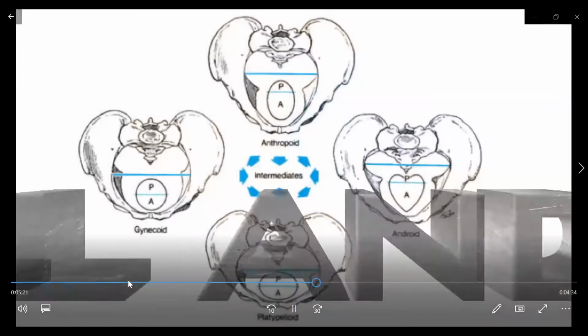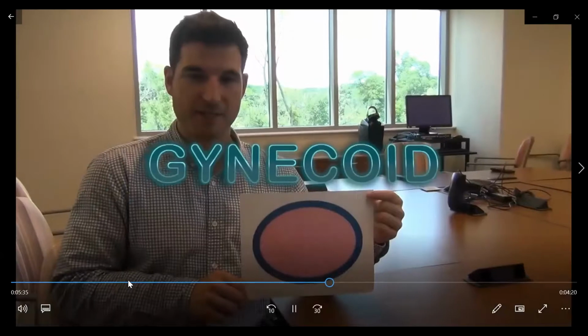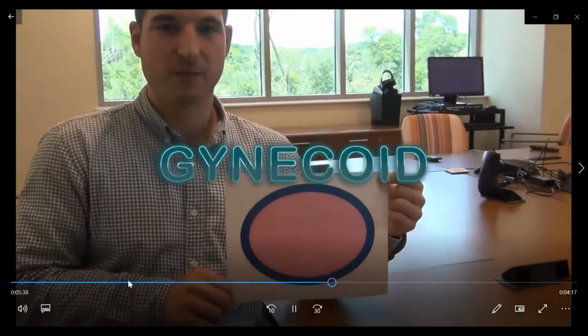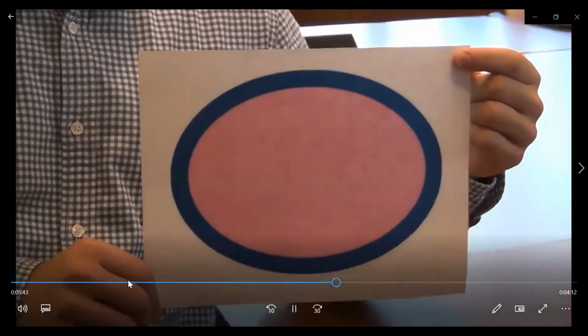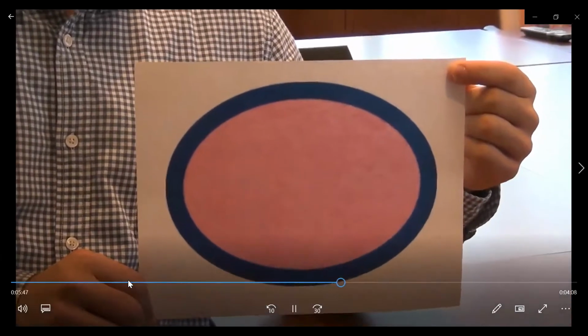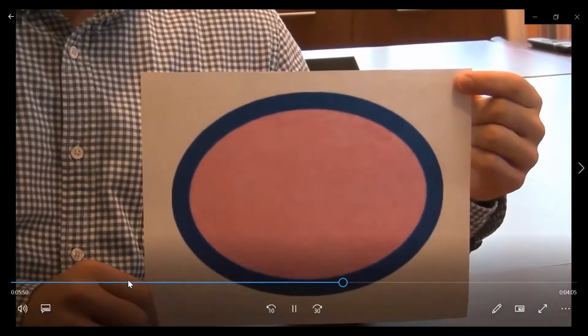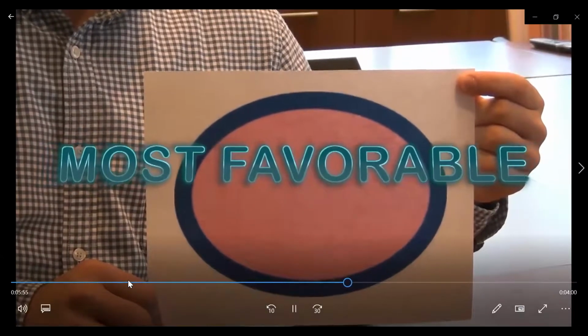In 1933, Caldwell and Moloy developed a classification system for the four basic female pelvic types. They are the gynecoid, android, anthropoid, and platypelloid pelvic types. The gynecoid pelvis is the most common pelvic type, representing approximately 50% of all pelvic types. The gynecoid pelvis is round and spacious throughout, creating an overall cylindrical shape that favorably allows the anterior rotation of the fetal head. This pelvic type is the most favorable for vaginal birth.